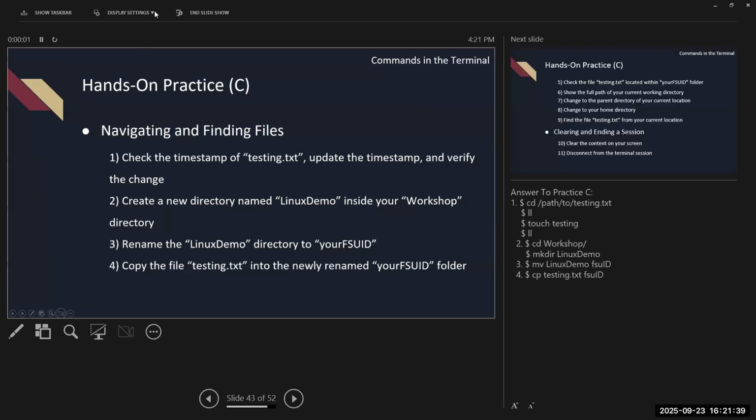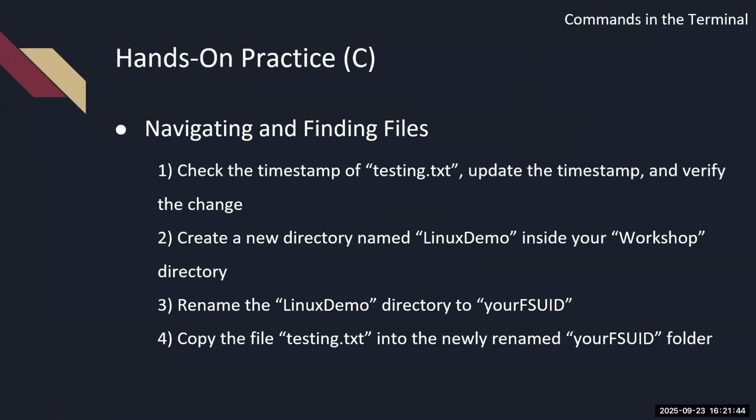This is the last practice question. Let's do it together, okay? Raise a hand if you have any questions. So this is the basic thing about what we've done before. We have the workshop account. If I want you to check the timestamp of that testing.txt file, how do you do that? Which command can you use? Yes, you can try that. It is continuous with hands-on practice B.